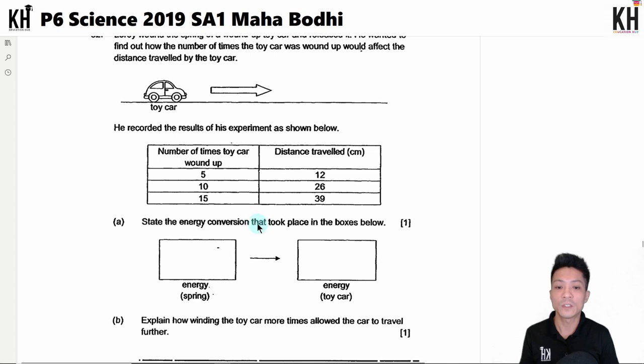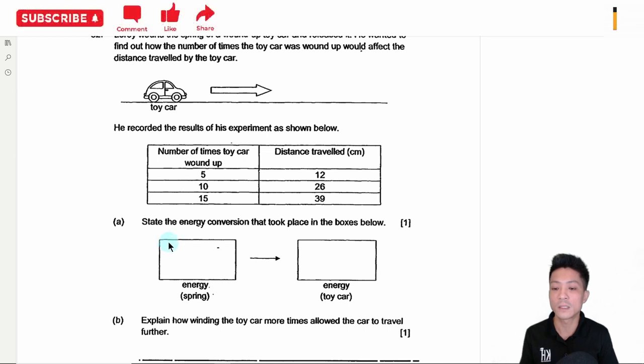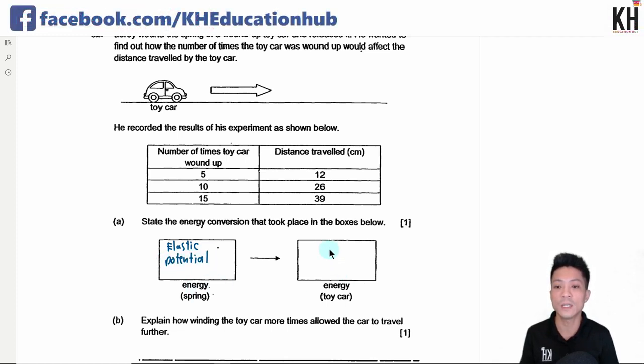Complete the energy conversion that took place in the boxes below. So the energy in the spring will be elastic potential energy, and then the energy in the toy car will be kinetic energy.